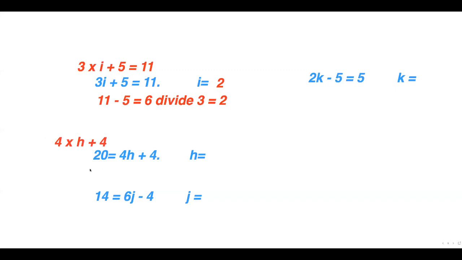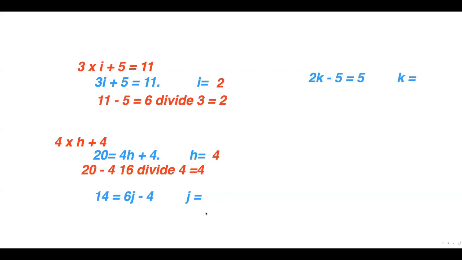h is. So what we do is 20 minus, because here they're plussing it, so we're going to minus 4, which will give us 16, and we're going to divide that by 4. That will give us 4, because 4 times 4 is 16. So h equals 4. Again, 4 times 4 is 16, and 16 plus 4 is 20.